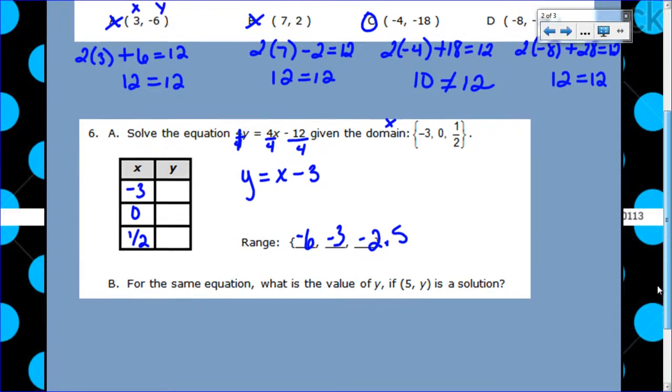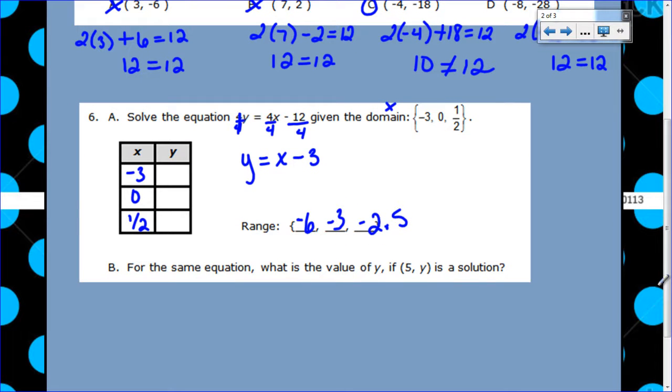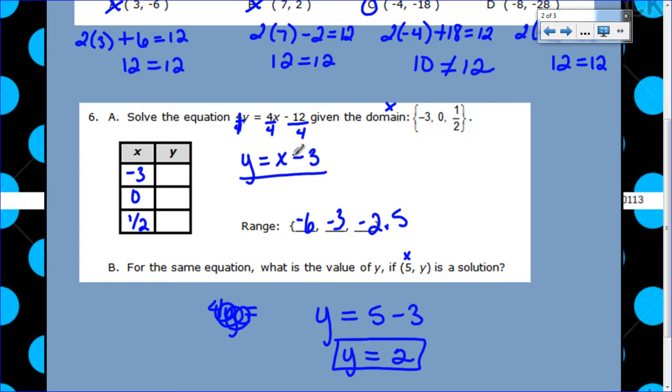If you can get the y by itself in the equation, you can plug it into y equals, go look at the table and have it tell you what the values are. So for the same equation, I want the value of y if 5 comma y is a solution. Well, if they give me this point, they're telling me x is 5. So I'm just going to plug that into my equation. Let's use this one that we solved for. I have y is equal to 5 minus 3. Well, 5 minus 3 is 2, so the value of y is 2. If I plug it into this original equation, you will get the same answer. It's just going to take you a little more work to get there.